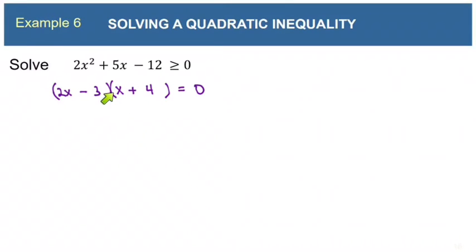And now if this times this is 0, one of our factors has to be 0. Let's set each factor equal to 0 and solve.